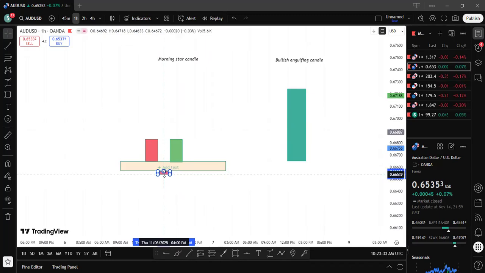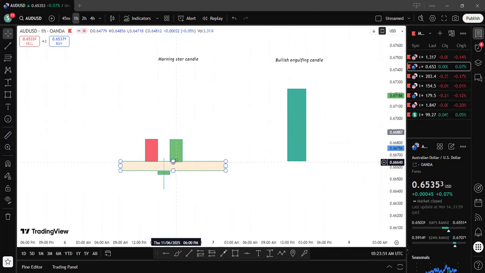small. Sometimes it can be like this, and let me make it just green. Can be like this. The body is small like this, but it's at the middle, telling us that both the buyers and sellers are in control. There is a bit of indecision over there. They are all having equal strength, so anything can happen.